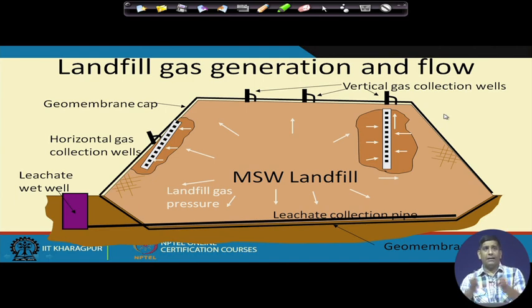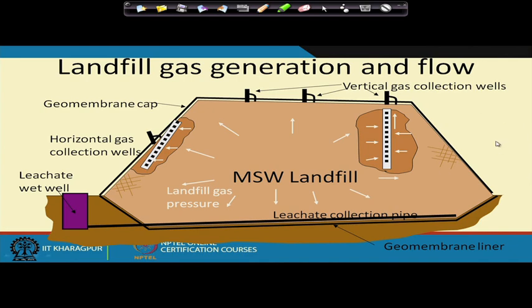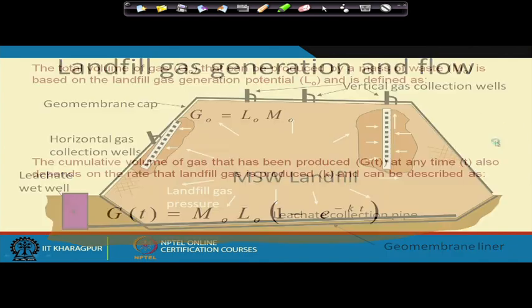Once the landfill gas is generated, we know that it will travel in the path of least resistance. We already talked about that. This is how the landfill gas collection system looks: you have the horizontal gas well and the vertical gas well. There will be a pressure gradient, and things will move wherever you create the vacuum. This is just to recap what you already saw.